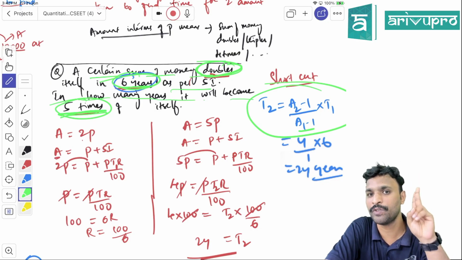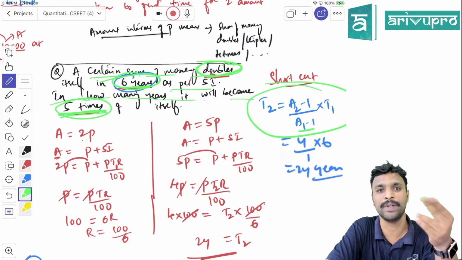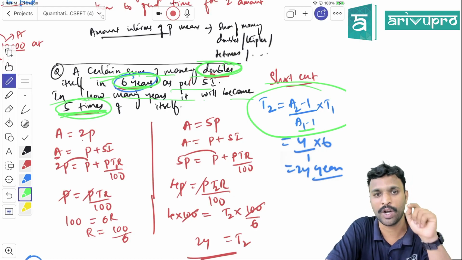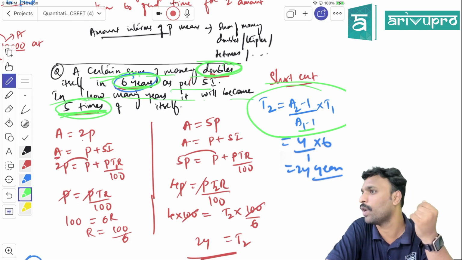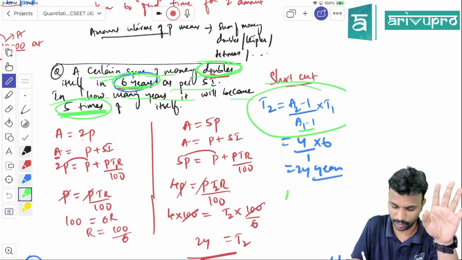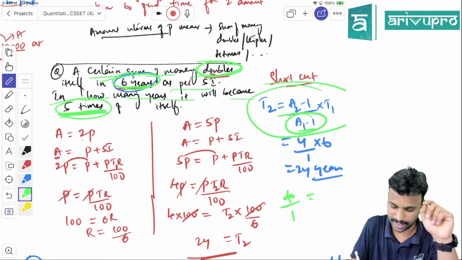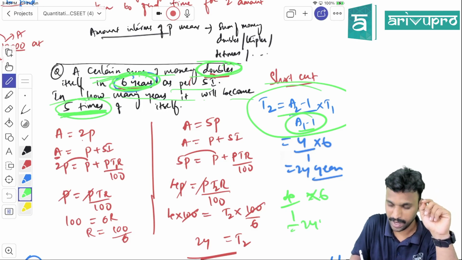Understood? Two amounts will be given in terms of principal. How do you identify? Double, triple, 4 times, 5 times. How many such amounts should be there? Two such amounts. The shortcut for such questions is what? (A2 minus 1) by (A1 minus 1) into T1. Now A2 is 5, 5 minus 1 is 4. A1 is double, which means 2, 2 minus 1 is 1. And the answer into what? Time taken for the first amount is 6. So the answer is 24 years.